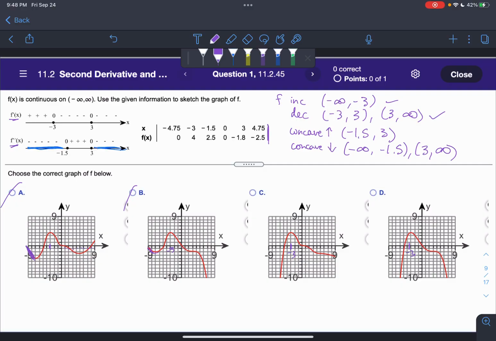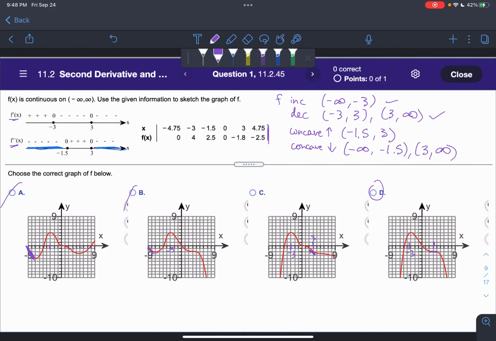Let's see. This right here, and I kind of drew over it. This is 3 right here. Notice that my tangent line is not exactly horizontal, whereas here it is. So that might be a sign that D is probably more likely the answer.